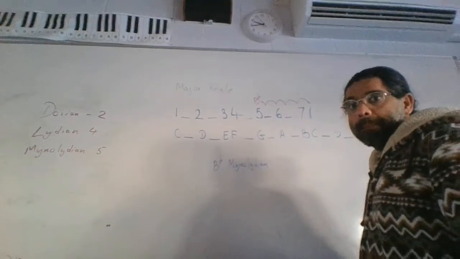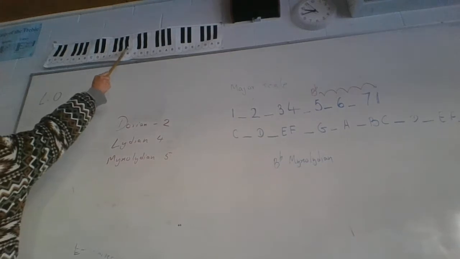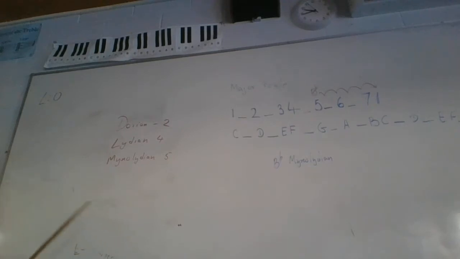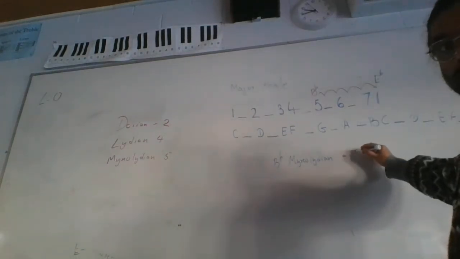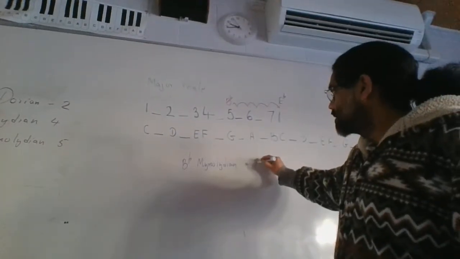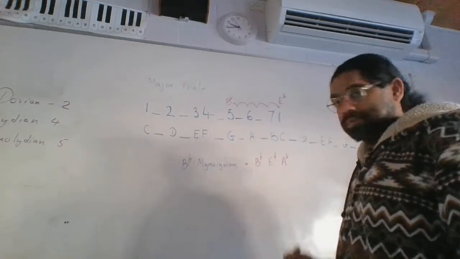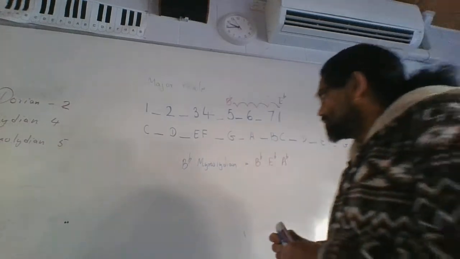Now let's use our keyboard chart, starting on B flat. We're going up this time: 1, 2, 3, 4, 5, and we end up on an E flat. So we need to use the key signature of E flat, which is B flat, E flat, and A flat.